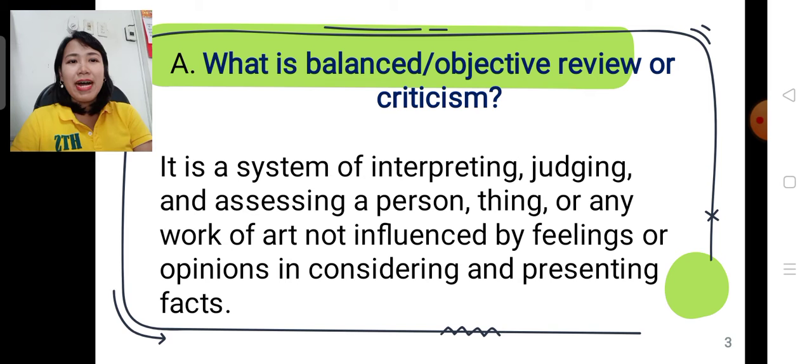Okay, so, what is balanced or objective review or criticism? It is a system of interpreting, judging, and assessing a person, thing, or any work of art not influenced by feelings or opinions in considering and presenting facts. Sinasabi dito na walang feelings or emotions na kahalo dun sa pagbibigay ng ating critique, dun sa isang tao man or sa bagay or sa kahit na anuman. Ito yung perception mo pero dapat walang halong feelings or opinion mo kasi maaaring mali yung interpretasyon ng iba dun sa ating mga sasabihin. So, dapat careful tayo doon.